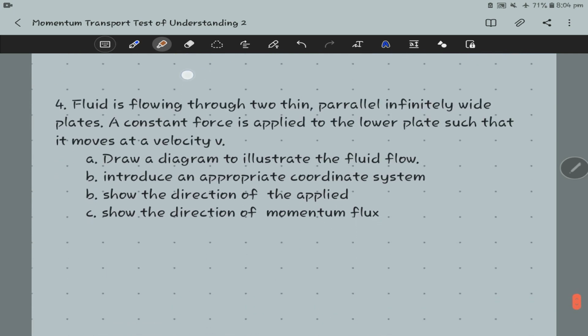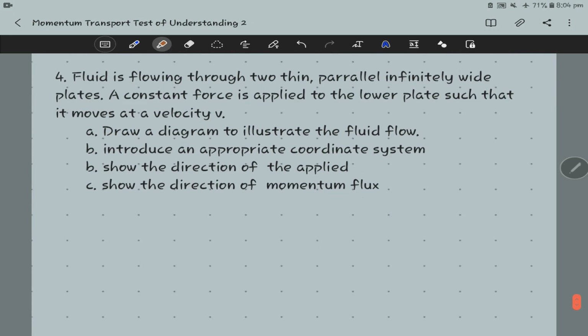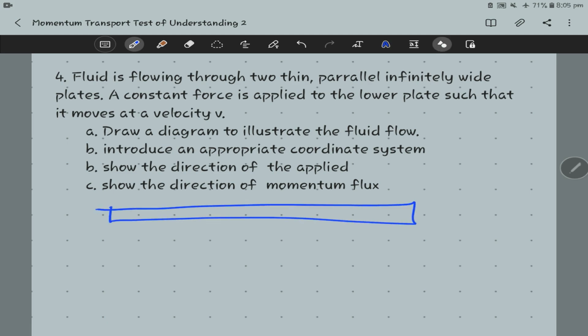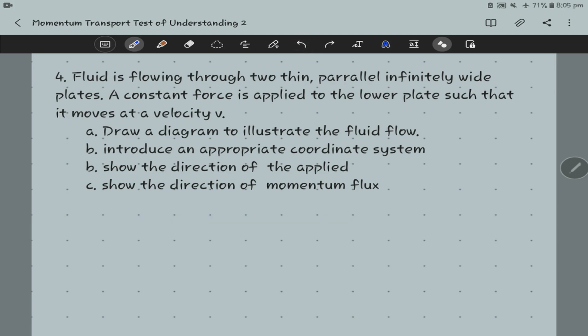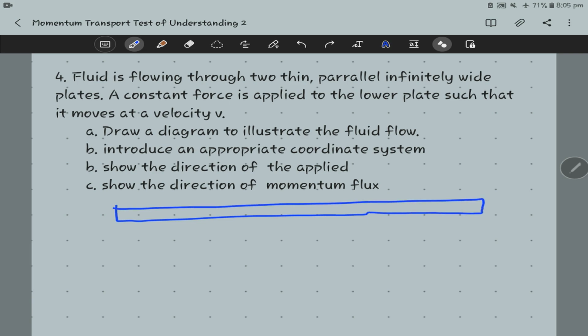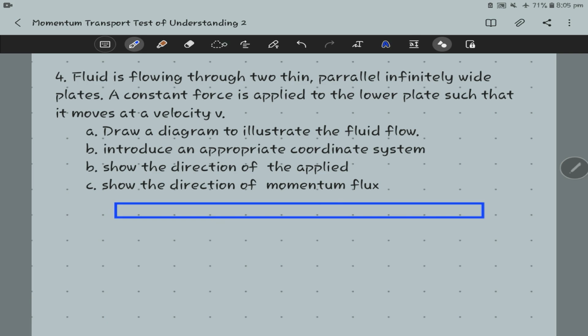Okay, all right. A fluid is flowing through two thin parallel infinitely wide plates, right? So thin. A constant force is applied to a lower plate such that it moves at a velocity v. Then draw a diagram to illustrate the fluid flow. So that will mean that we have something like this, right? There's an upper plate. So this is the upper plate, right?